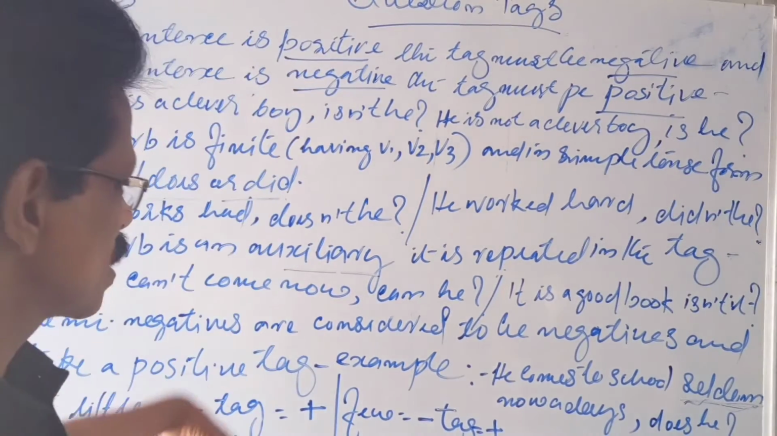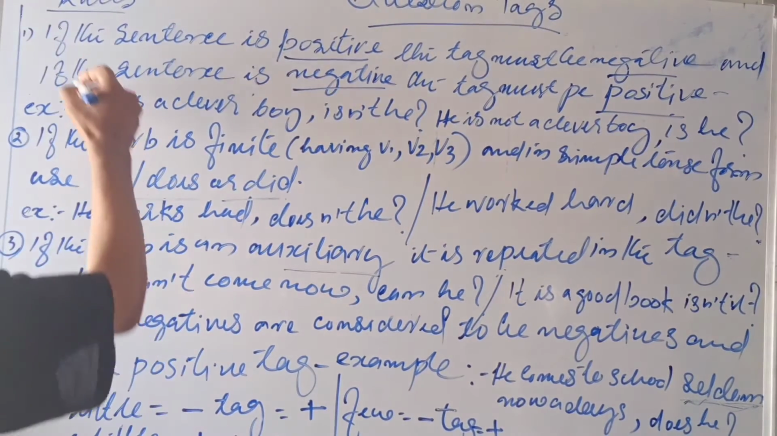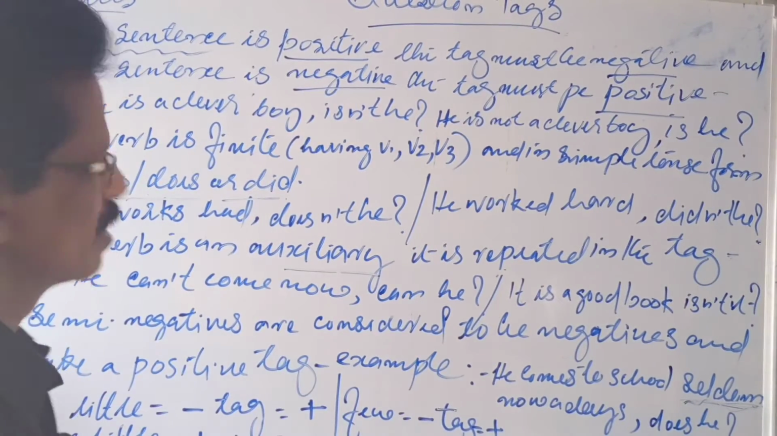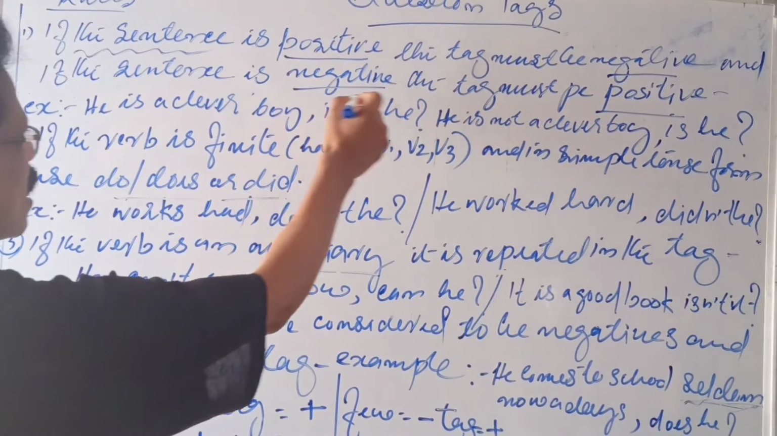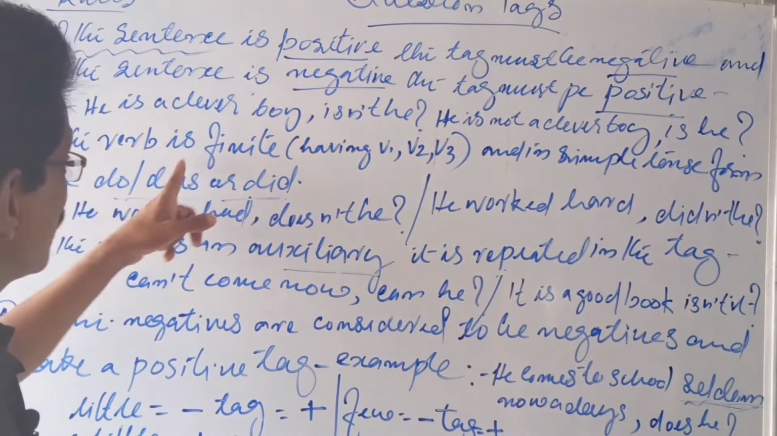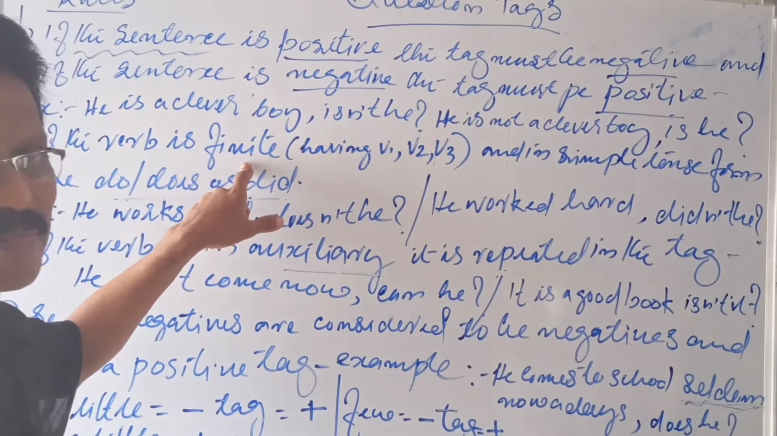See all the 4 rules once again. Sentence is positive and the tag must be negative. Sentence is negative, tag must be positive. Rule number 1. Number 2, if the verb is finite, this you have to take care.